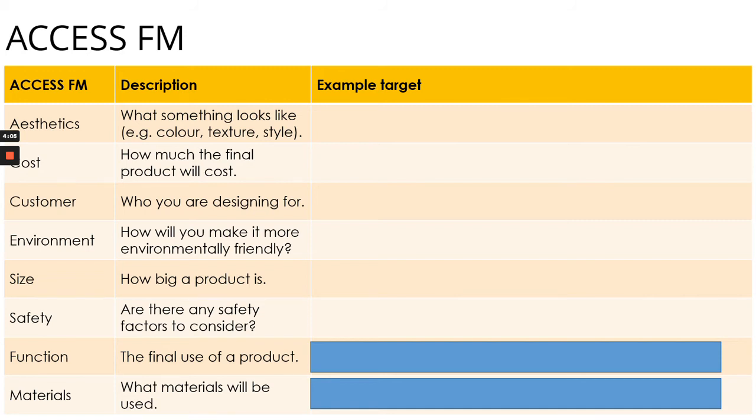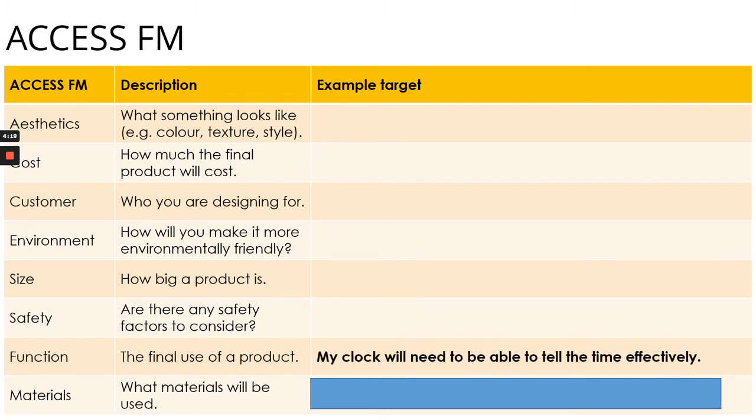So I'm going to give you two of them, function and materials, and you're going to fill in the rest. So for function, what is the final use of the product? You are making a clock, therefore your target should be, my clock will be able to tell the time effectively. Once you've finished the project, we are going to evaluate our work, so we're going to analyze and critique it against these targets here. If by the end of the project you've created a clock but it's not very easy to tell the time with it, then you haven't really met your function target. So write down that target now.